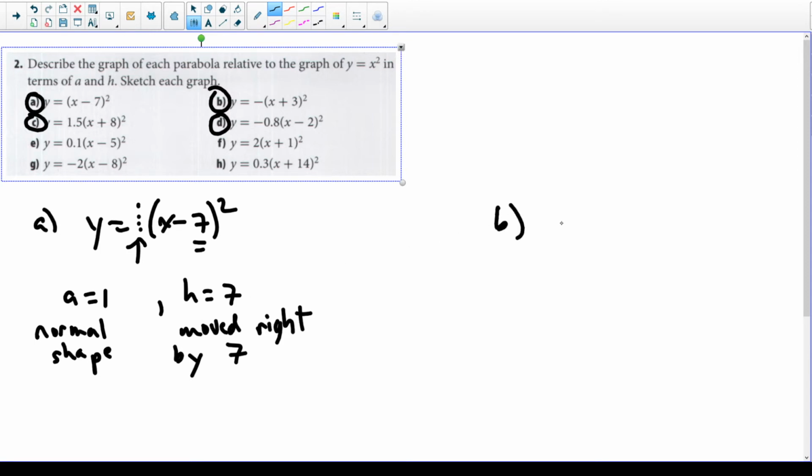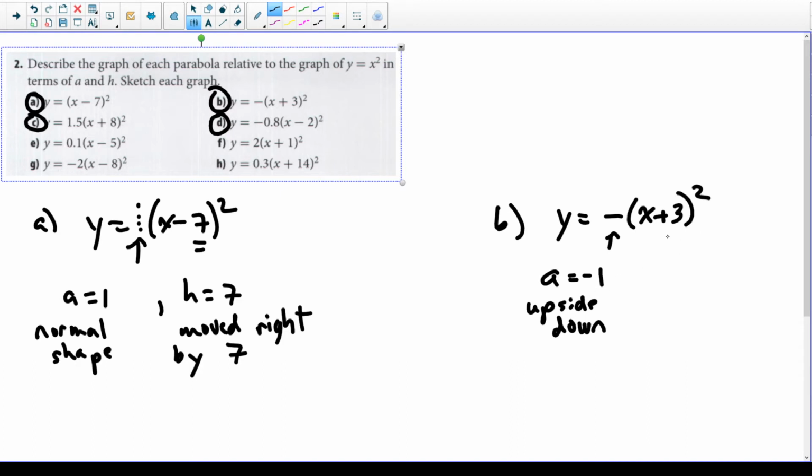For b, we have y is equal to negative (x plus 3) squared. This time our a value is negative 1, which means upside down. But because it's a 1, there's no stretch or compress. So it's still the normal shape, but just upside down. Our h value is equal to negative 3. Remember, it's always the opposite of what the sign is inside the bracket. And that means that it's moving to the right. Sorry, it's moving to the left by 3.